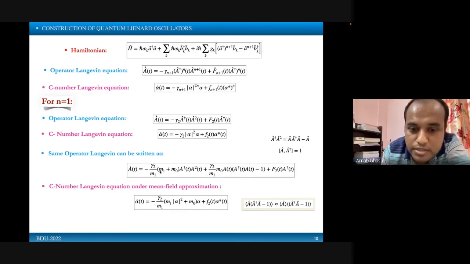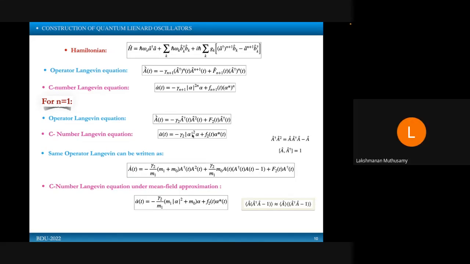Okay, thank you. Because M1 and M1 cancel. Essentially, because a dagger a square is the same as this one, here I add M0 by M1 of this, and here I subtract. Here I subtract, here I add. Now I take the average. Once I do that and use this mean field, I will get this. So what I claim is that from these same equations I derive two C number Langevin equations which look different in form, this one and this one, but they describe the same dynamical systems under mean field. Okay, this is the point.